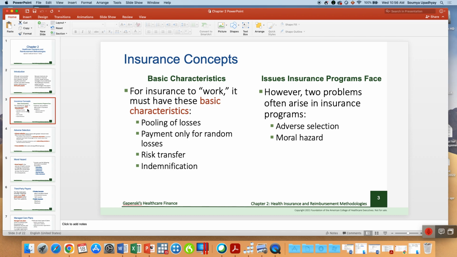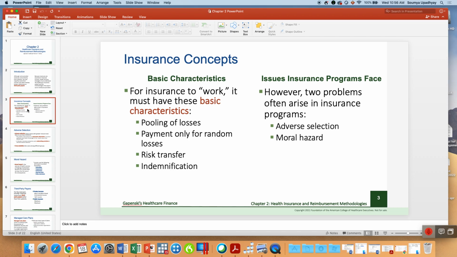Older people are more likely to purchase insurance. People who need surgery are more likely to purchase insurance. If only sick people come, the premium for the healthy will be very high. Therefore, we need a diversified risk pool, and that is a problem that insurance faces.